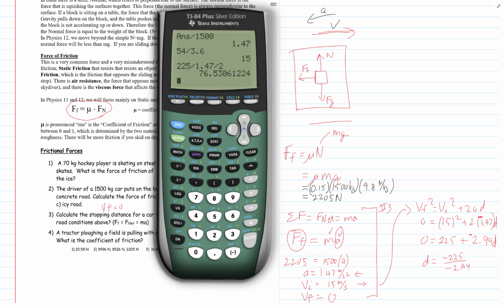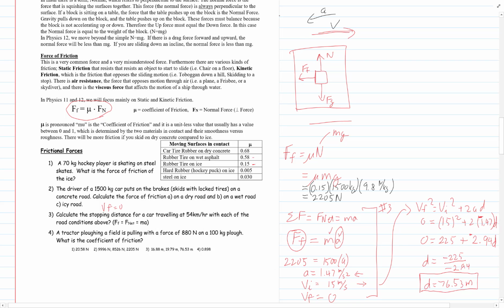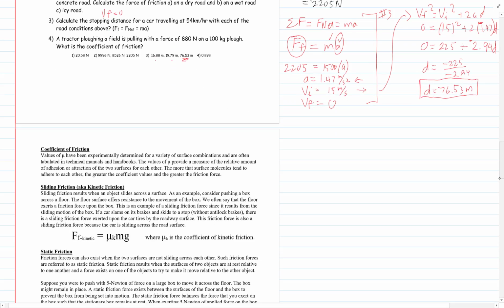So the stopping distance on ice is 76.53 meters. So you'll have to do it for all the other ones and see if you can get all those answers for the stopping distances. Okay, and let's scroll down.